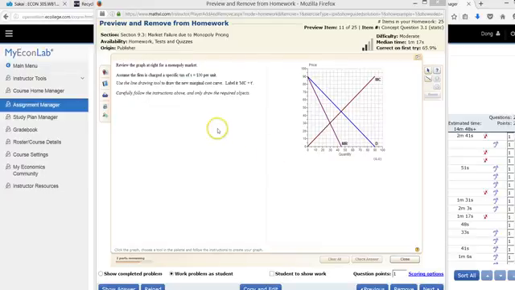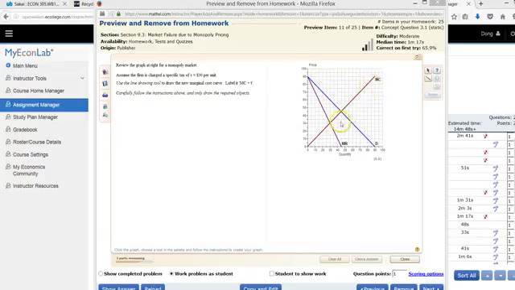This is question number 11 of homework 10 for chapter 9. Review the graph at the right for a monopoly market. Assume the firm is charged a specific tax of tau equals $30 per unit. Use the line drawing tool to draw the new marginal cost curve. Label it MC plus T.